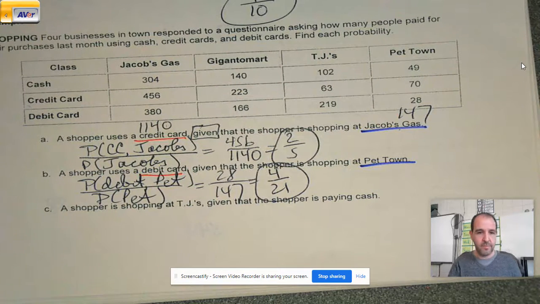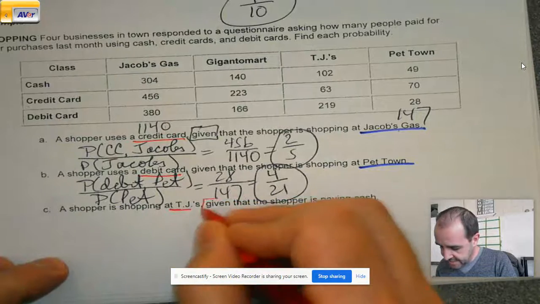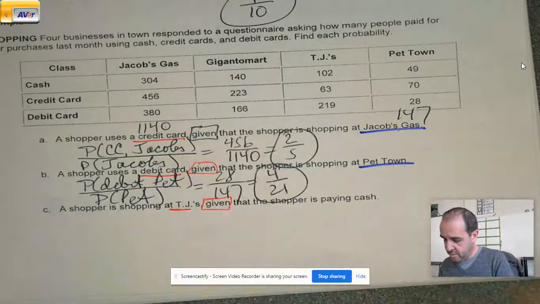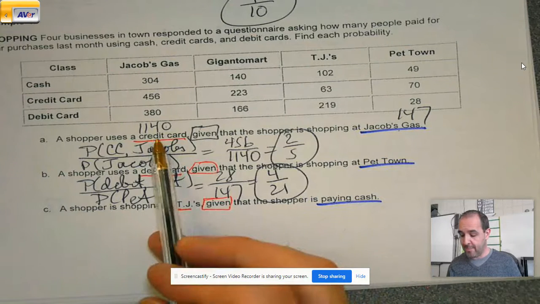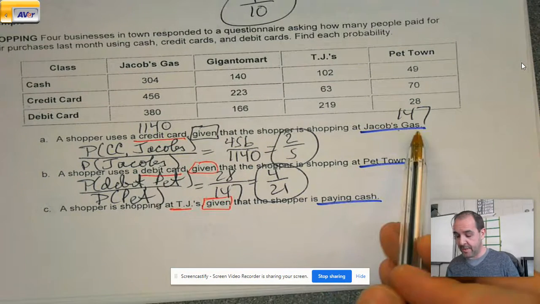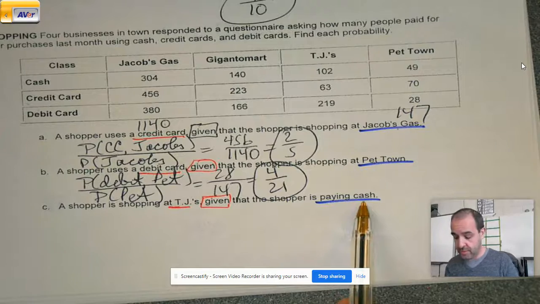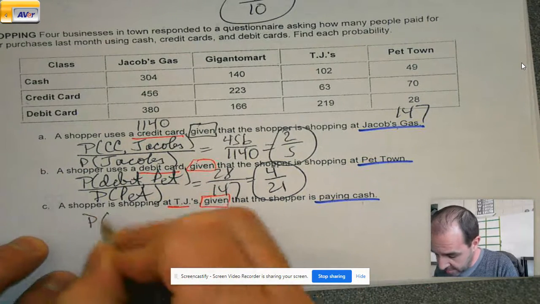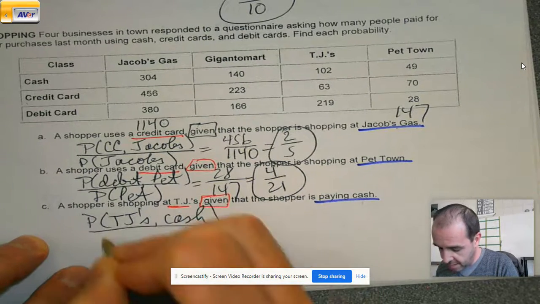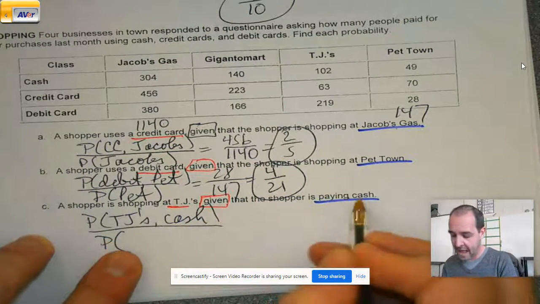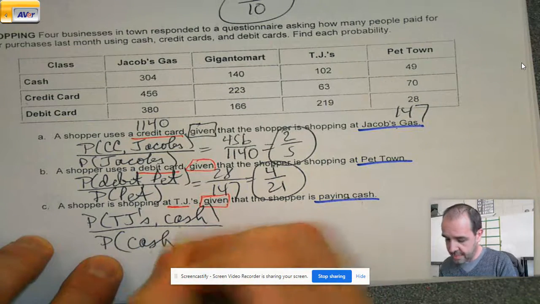Okay, last one. Shopping at TJ's given, forgot to do that before, paying cash. Again, don't get sucked in because look, this time we switched it. We went from what type you were using and where you were shopping. Now it's where you're shopping and what you're using to pay for it. So probability of TJ's and cash over the probability of, after given, cash.